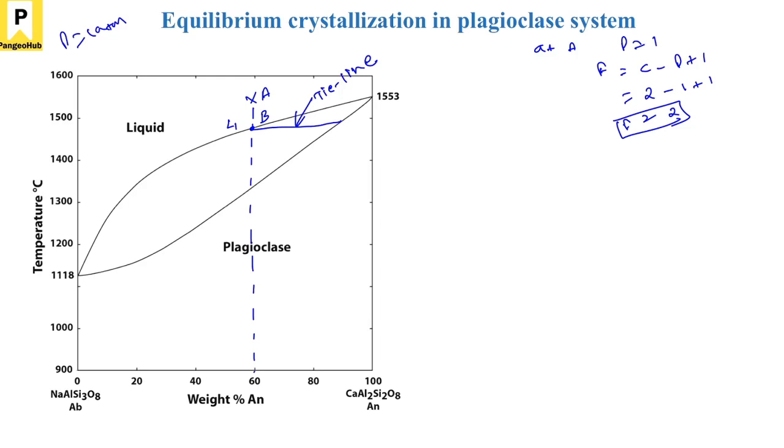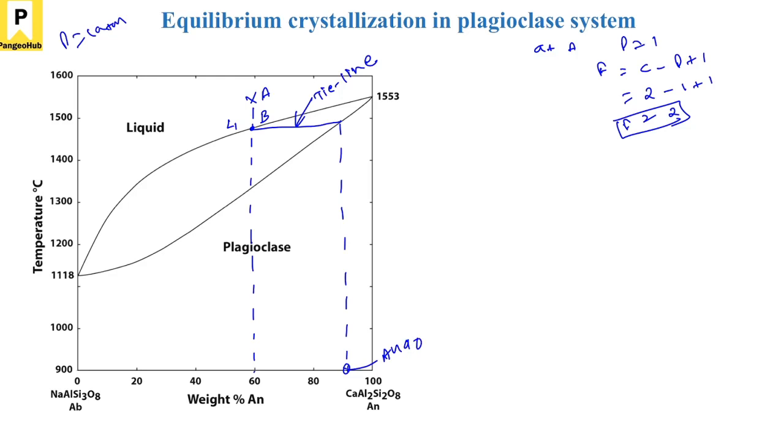If you want to find the composition of the solid that is crystallizing, you can drop a line vertically down from here to read off on the composition axis. This is, let's say, anorthite 90. So you are crystallizing a solid which is anorthite 90 from a melt which is anorthite 60.